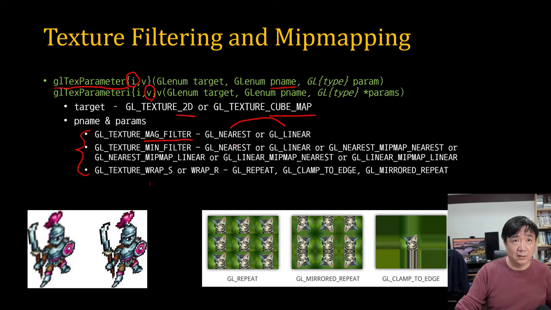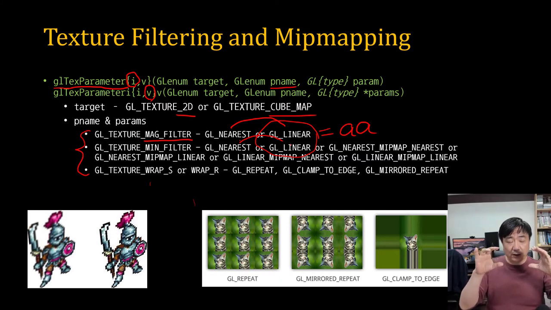Second, when we shrink the image, what will be used, nearest or linear? If we set linear, some kind of anti-aliasing effect will occur. We see that when we define a two by two texture, it generates a gradation result. If we set it to nearest, very sharp edges will appear. I will show you the result with code.